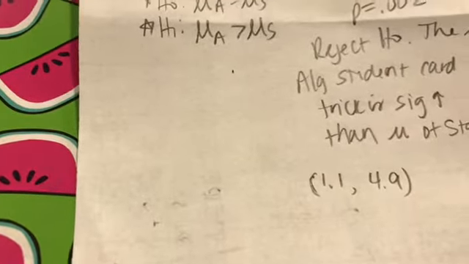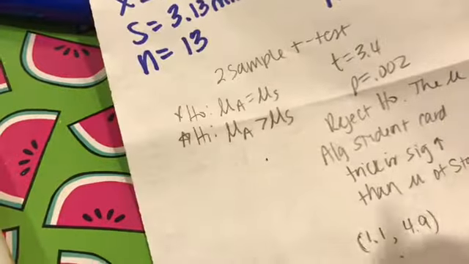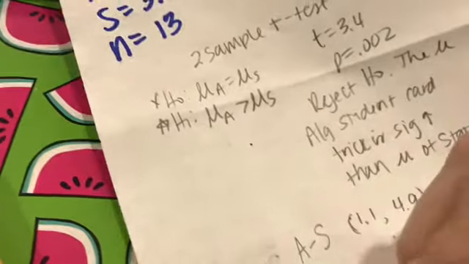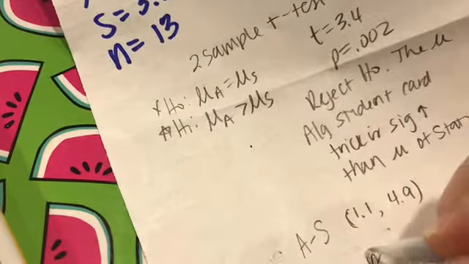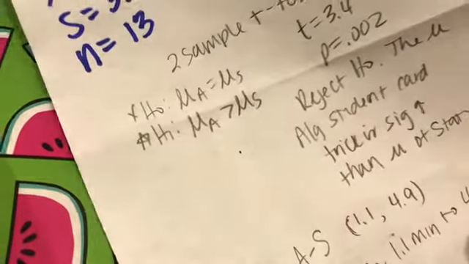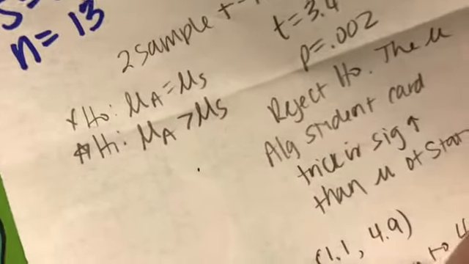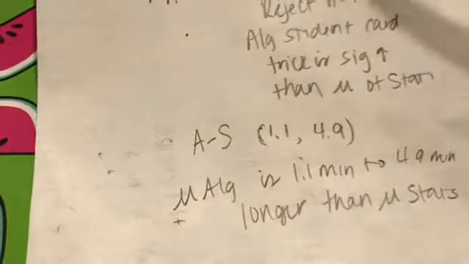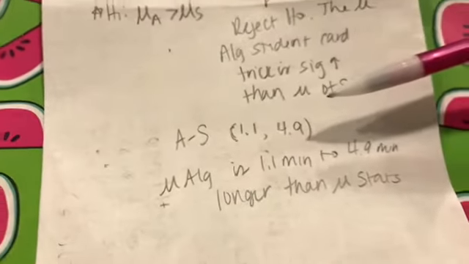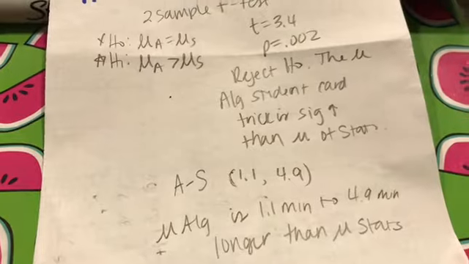Okay, and then to interpret this, since I put my algebra kids in first, minus my stats kids, it means the true mean of algebra is 1.1 minutes to 4.9 minutes longer than the true mean of stats. So do you guys see how that leads to the same conclusion, that we think they're significantly longer because 0 is not included? They're both positive numbers. So hopefully that helps you in the future and on your test next week.